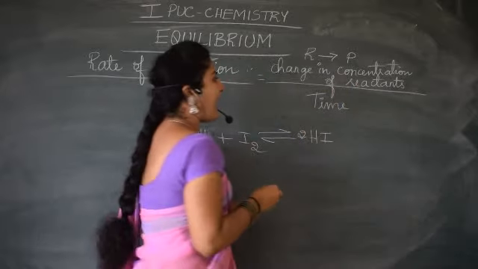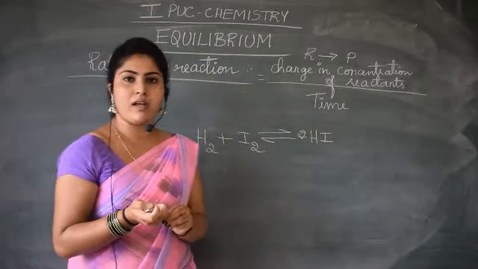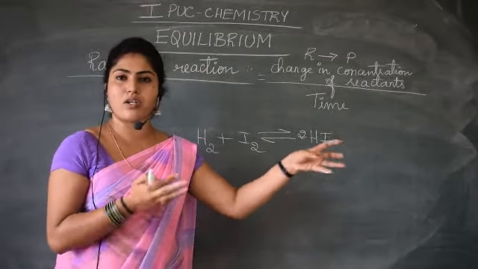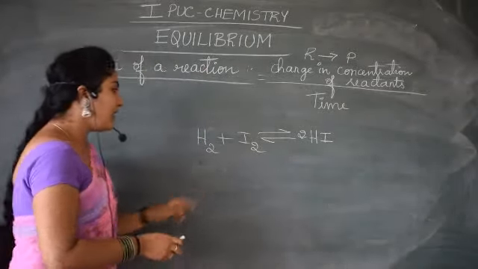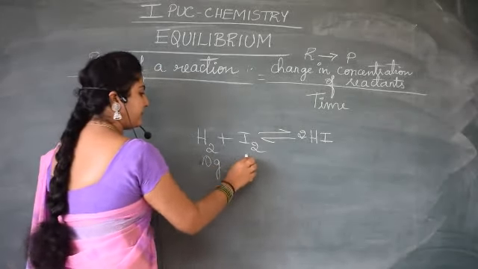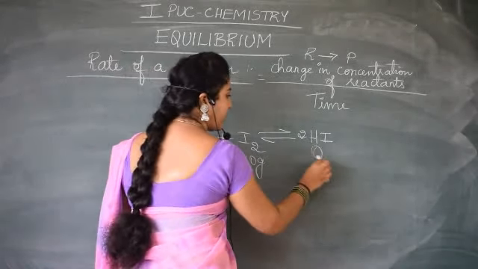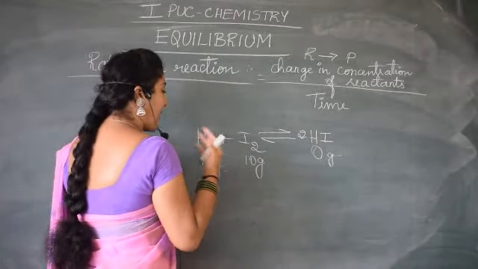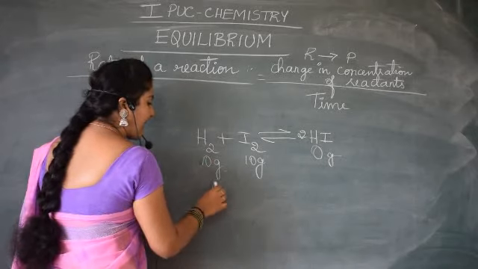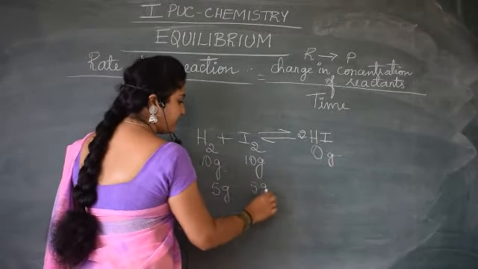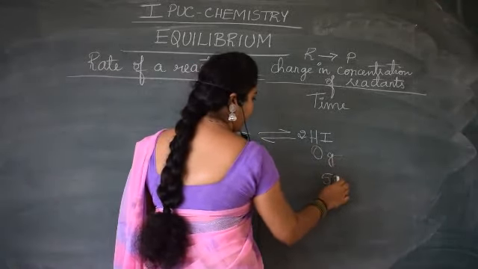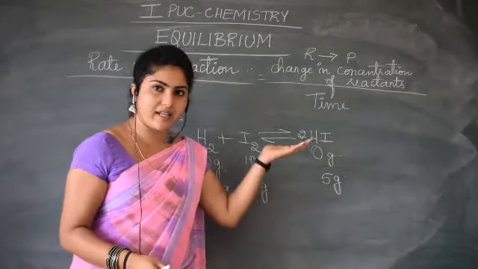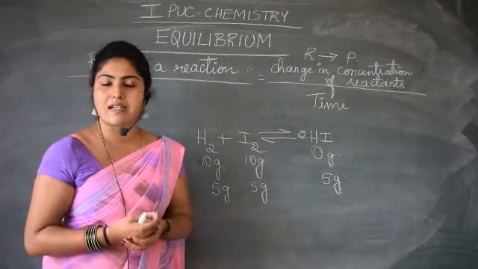Now for example, I study the reaction and I say that in 10 minutes this is how the concentration has changed. Earlier the reactant was 10 gram, the product was 0 gram, there was no product formation. Later on, after 10 minutes, say the reactant has become 5 gram, whereas the product formation is 5 gram. See, the concentration of product started increasing, whereas the concentration of reactants started decreasing.